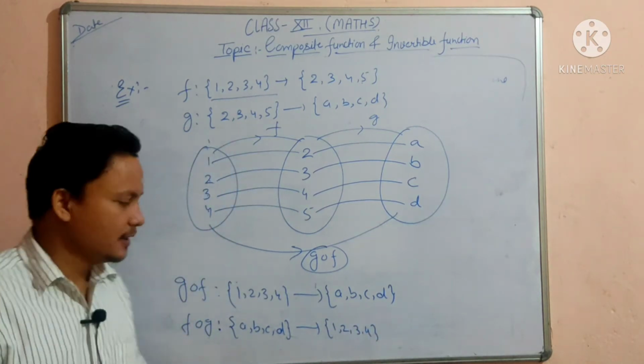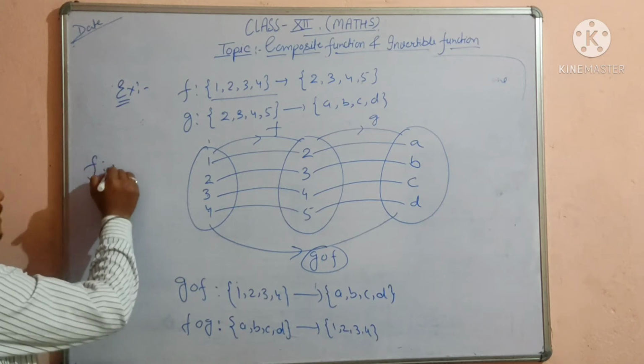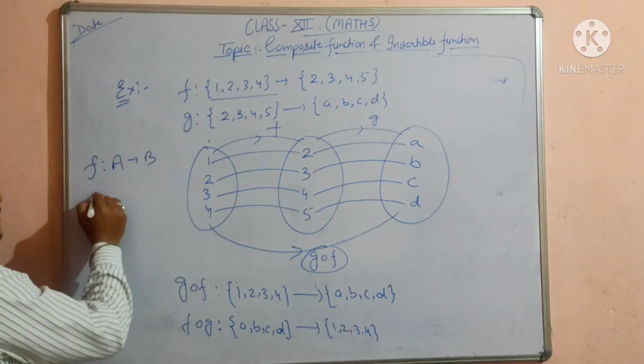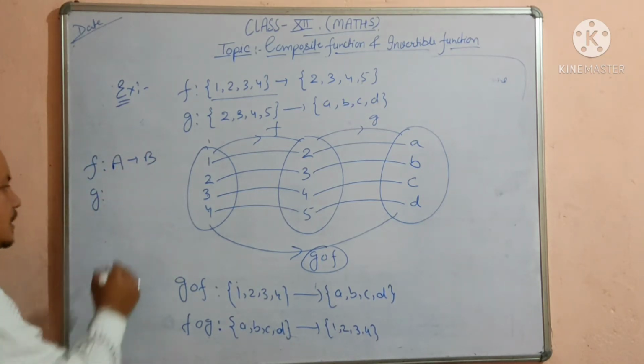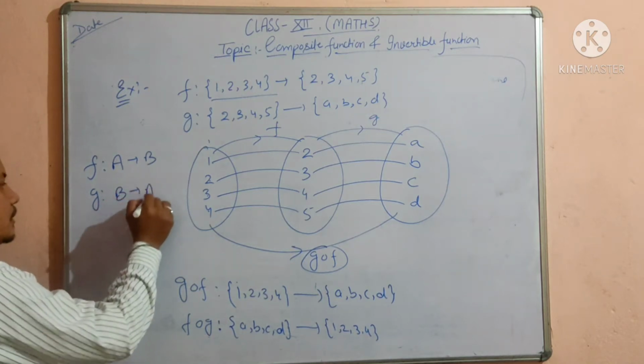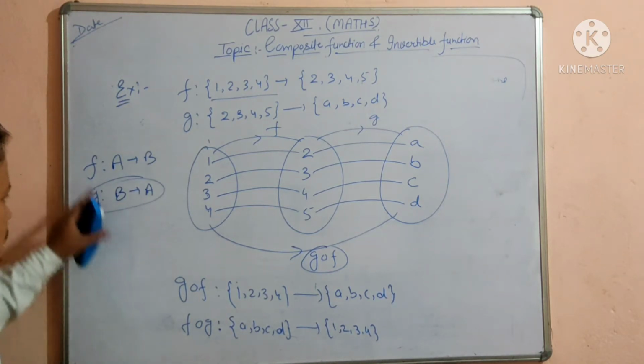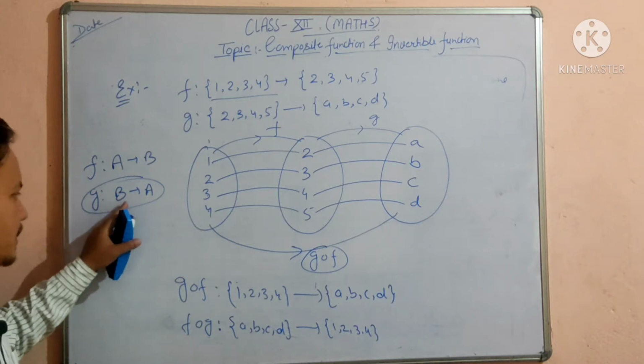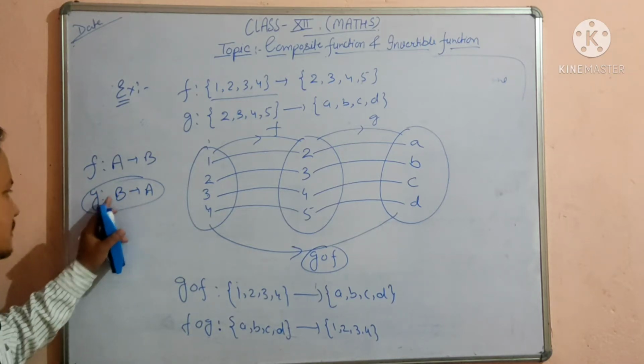Because we know that if f is a function from A to B, then its inverse, denoted by G, can be written as from B to A. If G is the inverse of the function f, then the domain and codomain of function G will be interchanged.